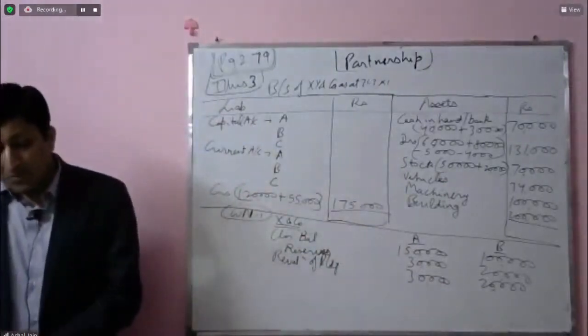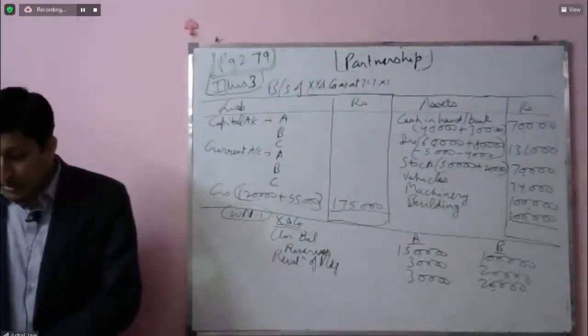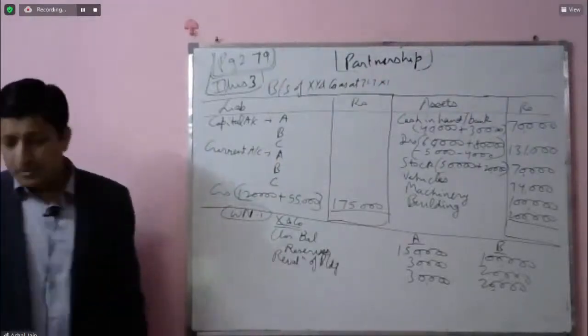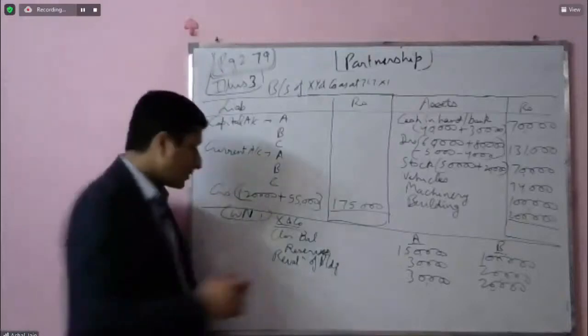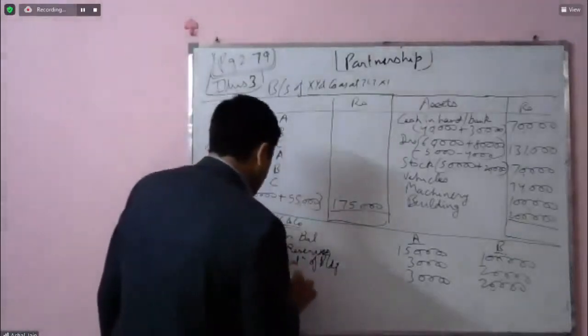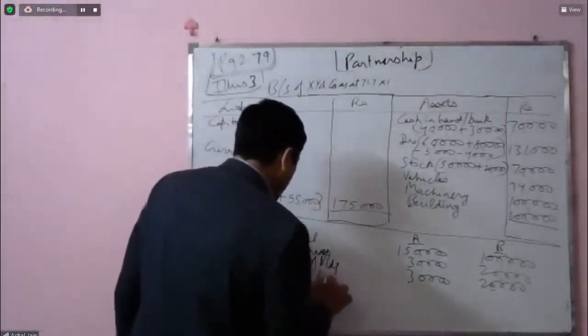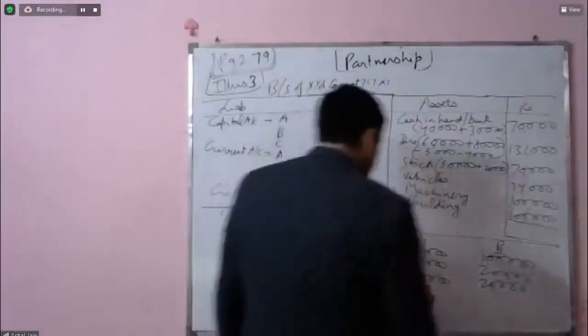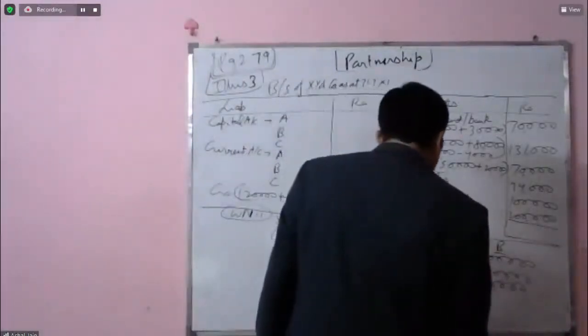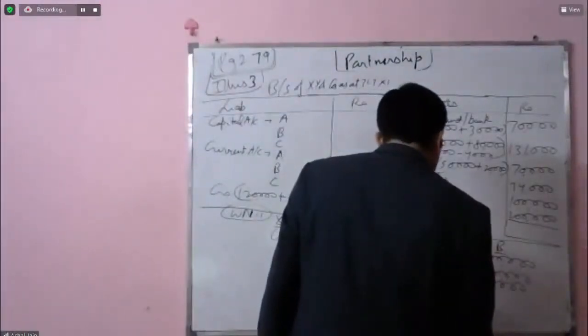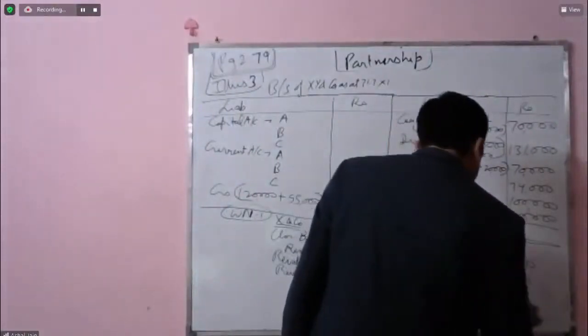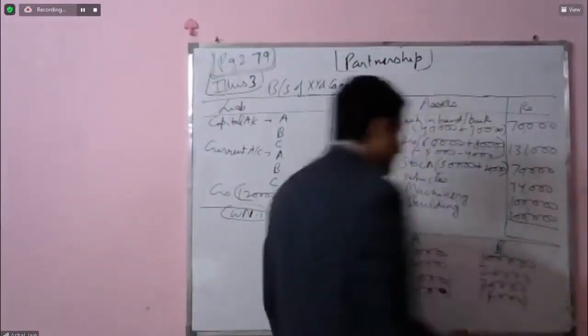Then machinery was taken over at a loss. So this 20,000 will be passed on. Revaluation of machinery: 12,000 loss and 8,000 is the loss.